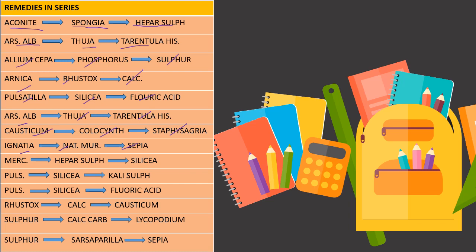Everyone remembers this. Okay, I know ignatia, natremute and sepia, then mercurius, hypersulf, silicea, then pulsatilla, silicea, calisulf and pulsatilla, silicea and then fluoric acid. Okay, then other is rustox, calcarea, causticum, then sulfur, calcarea carp, lycopodium, then sulfur, sarsaparilla and sepia.